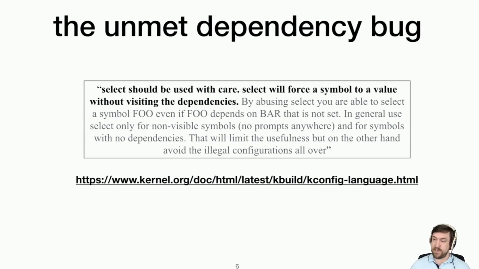And quote, it says, select should be used with care. Select will force a symbol to a value without visiting its dependencies. What this means is that if not used carefully, select can actually subvert the dependencies that another option has. And this can result in a broken build because of these subverted dependencies. Even if the Kconfig tool validates a user's configuration as valid, this bug can still cause a broken build.